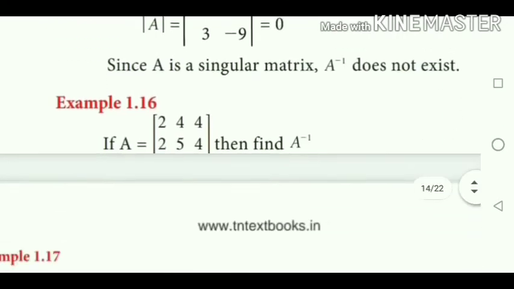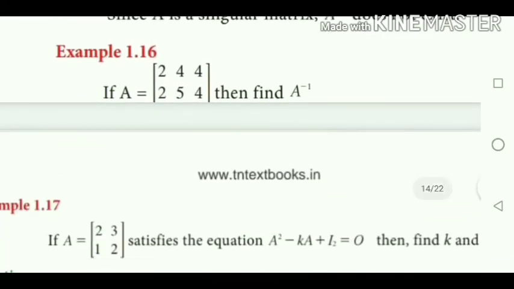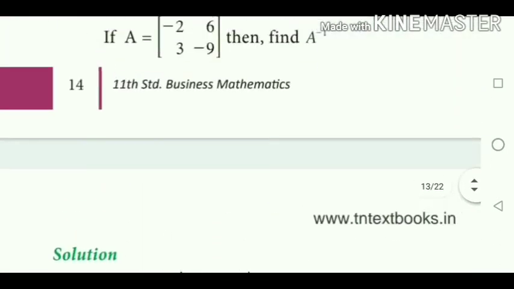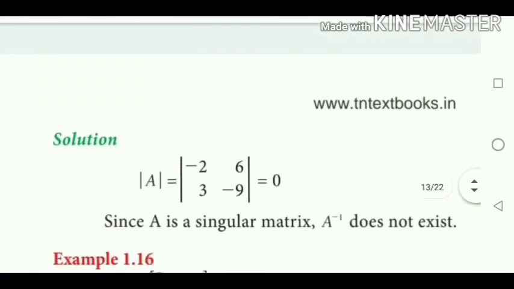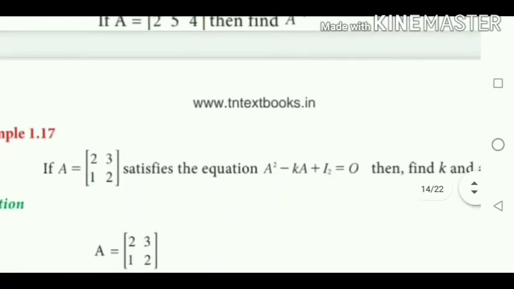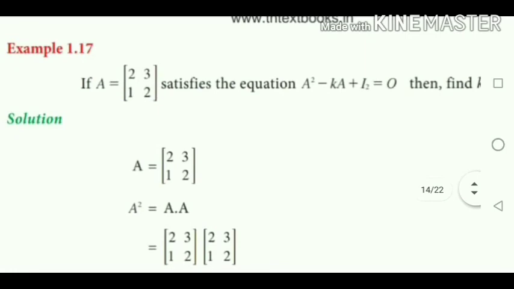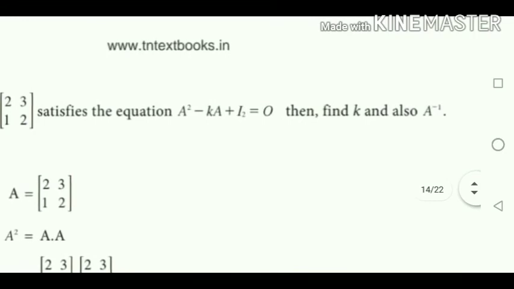Okay, next we are going to see example 1.16. A equal to 2 4 4 2 5 4, then find A inverse. Listen, example 1.5, the same model it is. Example 1.17, A equal to 2 3 1 2, satisfy the equation A square minus K of A plus I2 equal to 0, then find K and also A inverse.